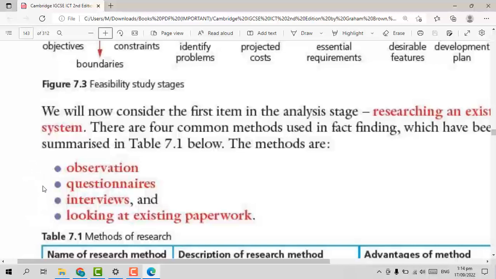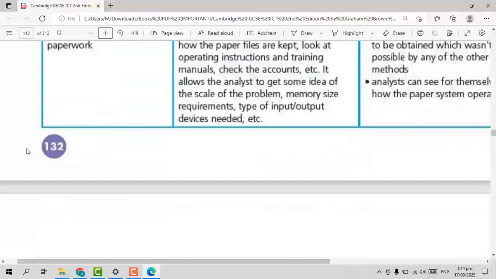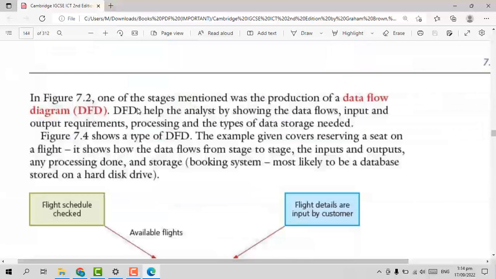All right. So now we're going to jump, we're still in the analysis phase, and we're going to jump into something called DFD. DFD is one of the methods that an analyst uses in order to analyze a system. All right. Let's get to it.